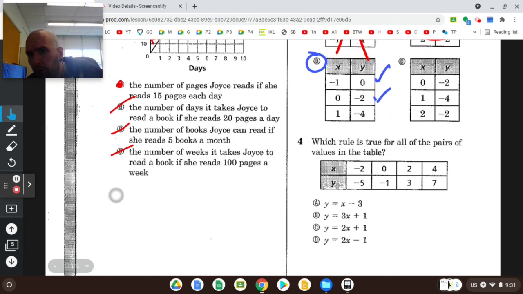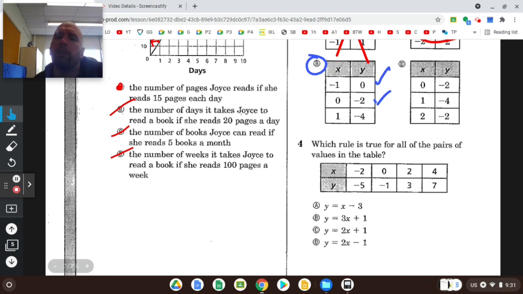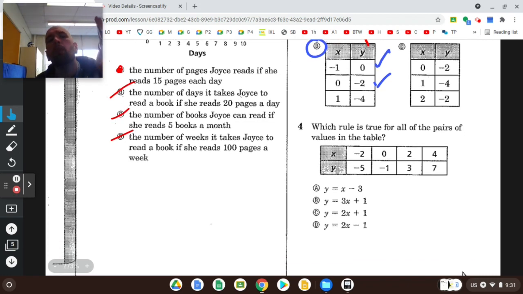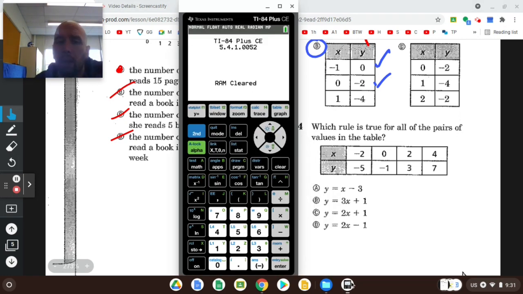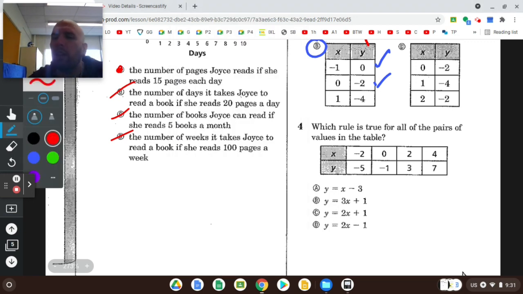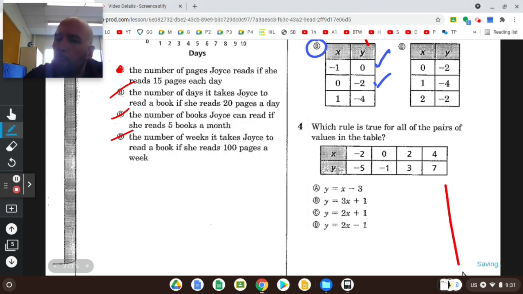Which rule is true for all of the pairs and the values of each table? All right. I'm going to use Linreg. You don't have to use Linreg, but I'm going to use Linreg, which is a calculator method to do these. Okay, I'm going to quick rewrite these points in a vertical form. So I have X and Y. My X values are -2, 0, 2, 4. My Y values are -5, -1, 3, and 7.